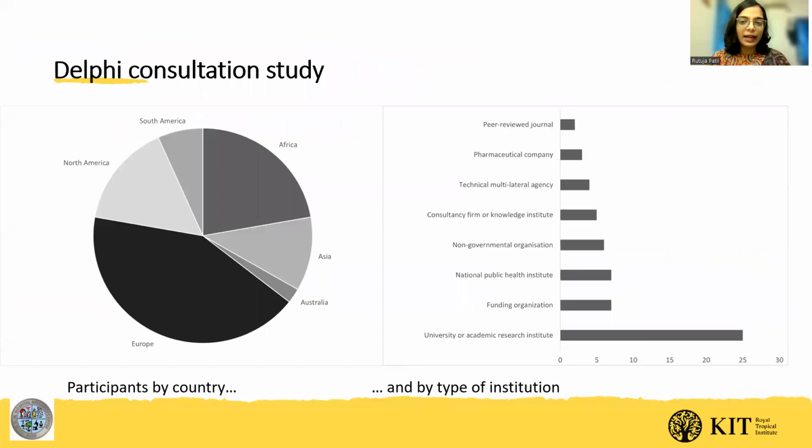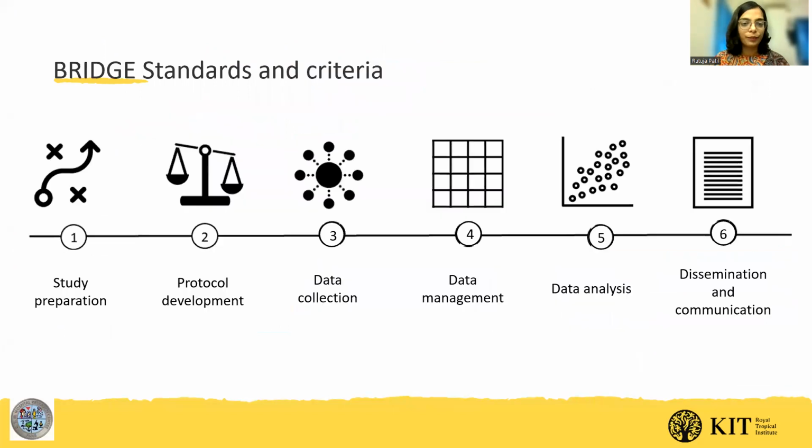So we developed this guideline following the participatory Delphi consultation process involving many stakeholders of global health epidemiology, representing various disciplines, institutions, and countries across the globe. And finally, the BRIDGE guidelines consisted of 6 standards and 42 criteria covering all stages of epidemiological studies. These stages include study preparation, protocol development, data collection, data management, data analysis, dissemination, and communication.